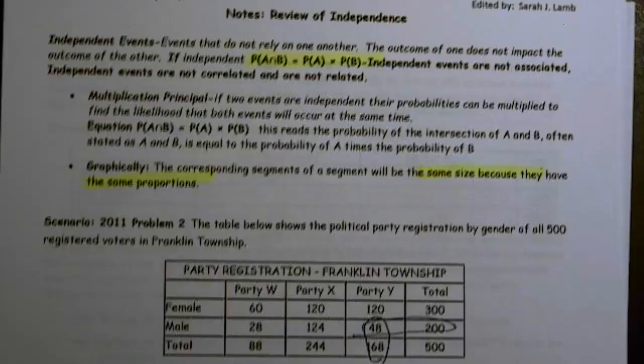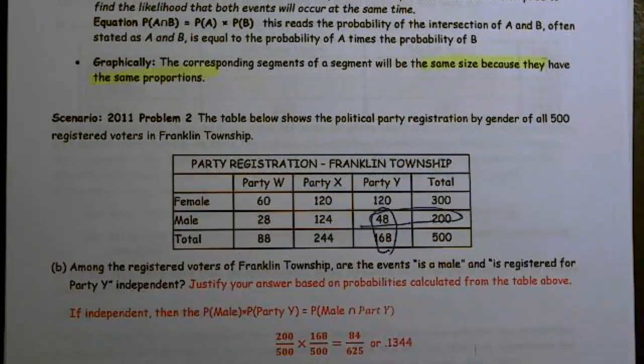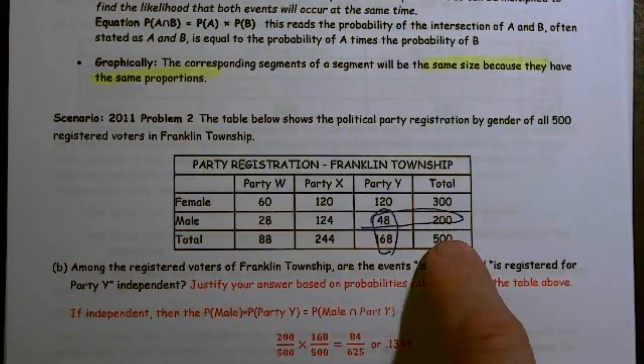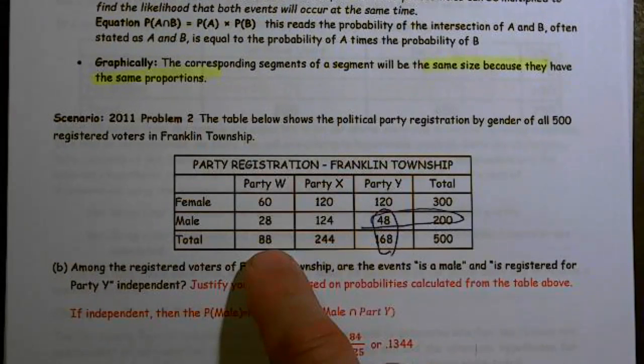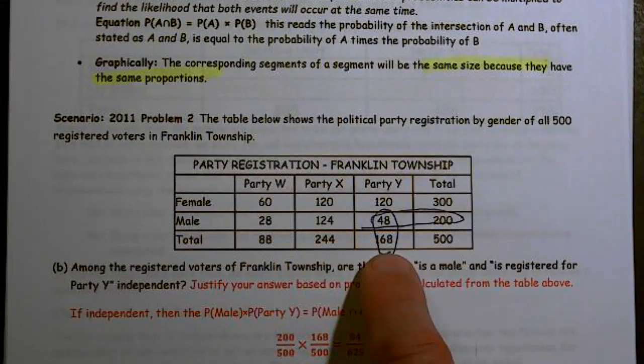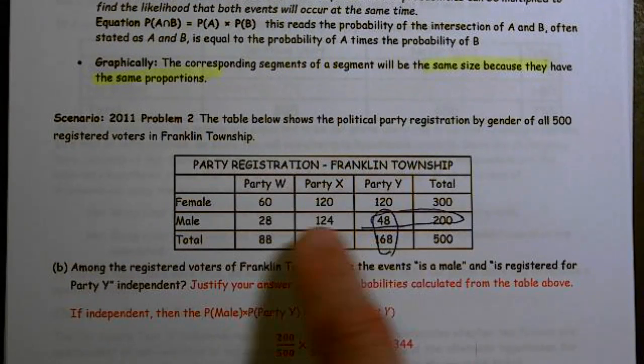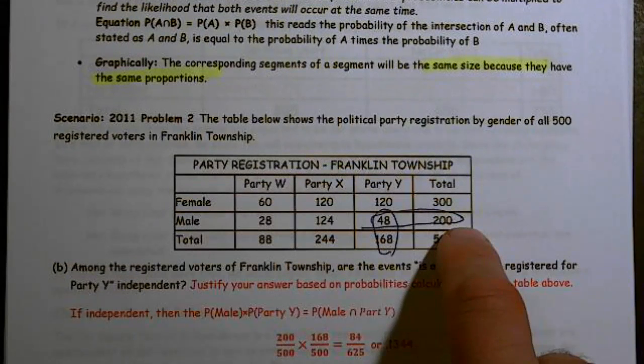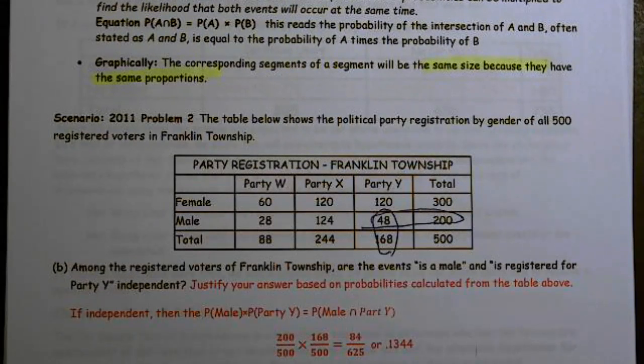So here's a 2011 question 2 problem. The table below shows the political party registration by gender of all 500 registered voters in Franklin Township. So we have 500, and we have 88 belonging to Party W, 244 belonging to Party X, and 168 belonging to Party Y. And then, of course, we have the breakdowns based on gender as well.